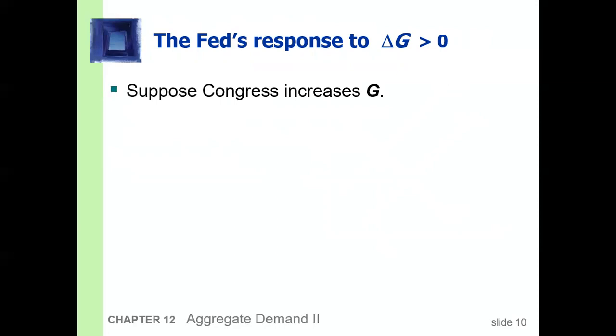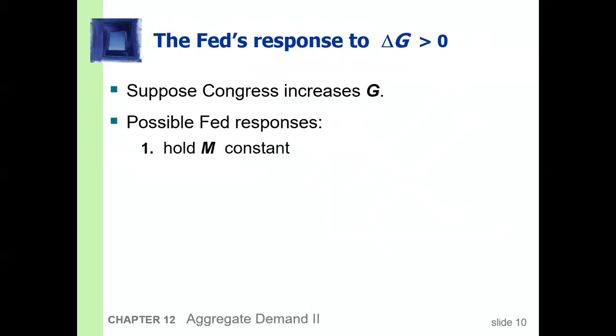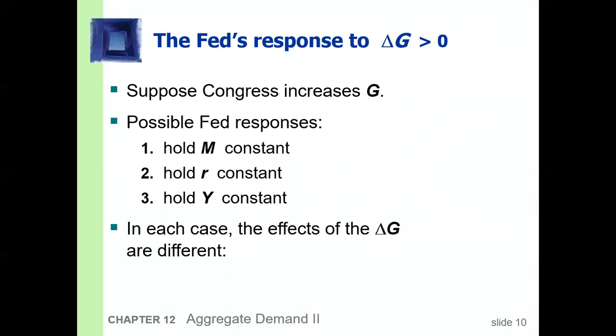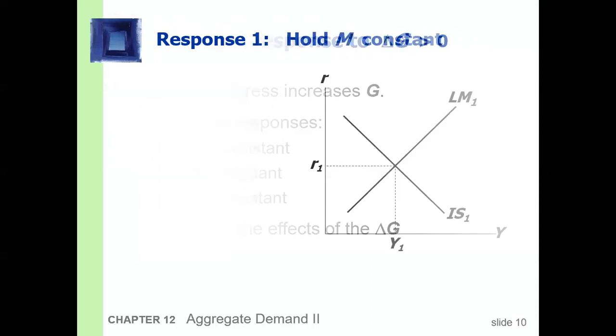Suppose that Congress increases government purchases. What will the central bank, or the Fed, do in response? We have three possibilities. It may hold the money supply constant, or hold the interest rate constant, or hold output and income constant. In each case, the effects of the increase in government spending are different.